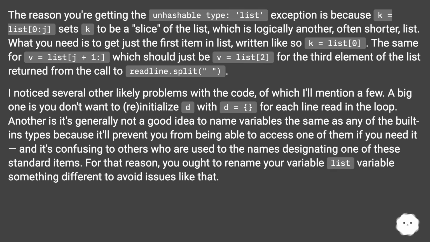I noticed several other likely problems with the code, of which I'll mention a few. A big one is you don't want to reinitialize d with d = {} for each line read in the loop. Another is it's generally not a good idea to name variables the same as any of the built-in types, because it'll prevent you from being able to access one of them if you need it, and it's confusing to others who are used to the names designating one of these standard items. For that reason, you ought to rename your variable list to something different to avoid issues like that.